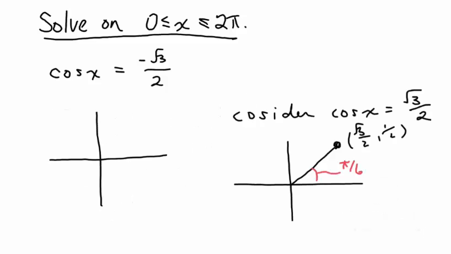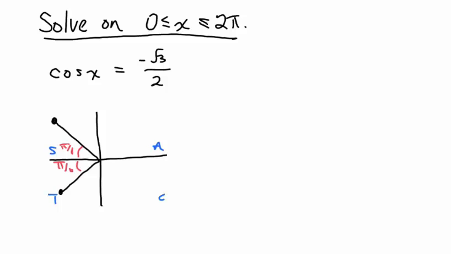Now that we know our reference angle, we can apply the CAST rule to see in which quadrants cosine is negative. So cosine is going to be negative in quadrant 2 and in quadrant 3. And we know our two reference angles here are going to be pi by 6. So this means to solve for x, we need this angle here, which must be 5 pi by 6, and this angle here, which must be 7 pi by 6.